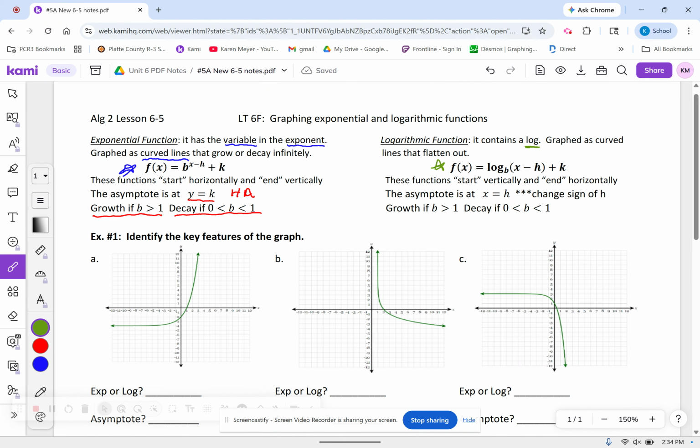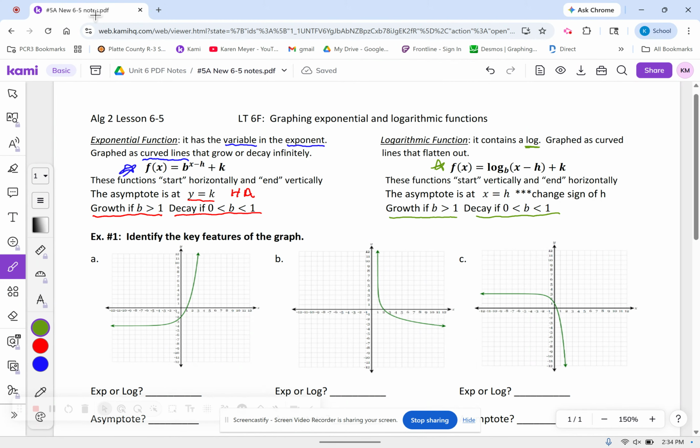So this one is going to start backwards from the exponential. Instead of starting horizontally, this one is going to start vertically, and then it's going to curve, and when it curves, it's going to end horizontally. And then for growth and decay, it's the same, except you're looking at b, which is located as the little base number for the log. So still a growth if it's larger than 1, and still a decay if it's between 0 and 1.